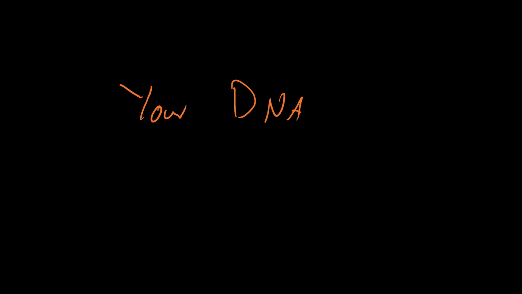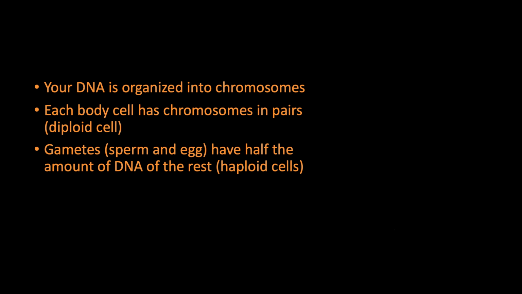Alright, so now let's talk about your DNA, or just DNA in general. DNA is organized into chromosomes. Each body cell has chromosomes in pairs, which means that your cells are diploid cells, with the exception of the gametes, which are the sperm and the egg, and those have half the amount of DNA, and so we call those haploid cells.